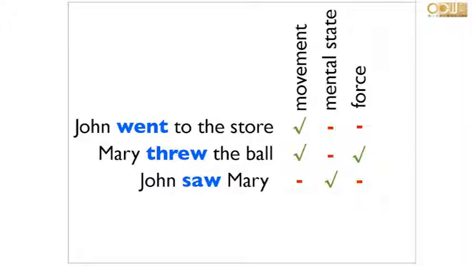Of these, only John saw Mary involves a mental state, so he's actually seeing something. And only Mary threw the ball involves actual force, so she's pushing on the ball to make it go through the air. I hope everybody agrees with my judgments here. If you don't, please say something, because this is going to be important.